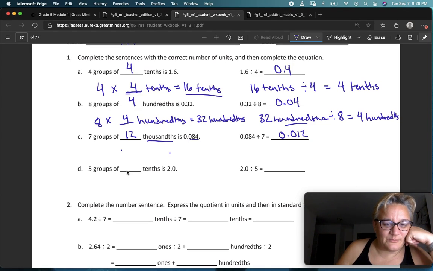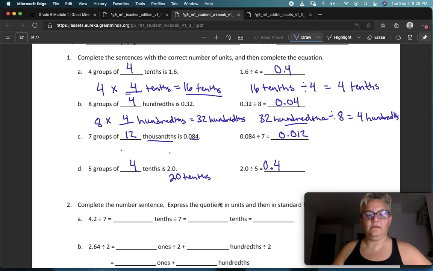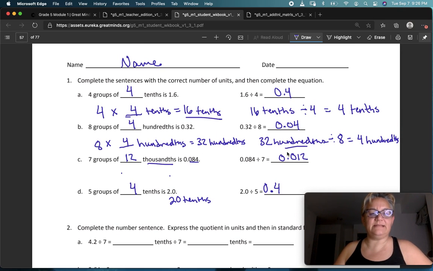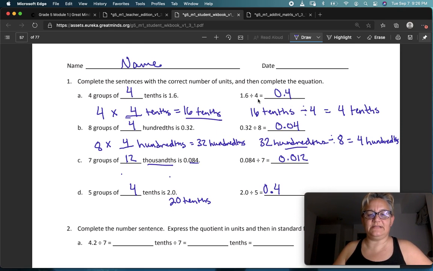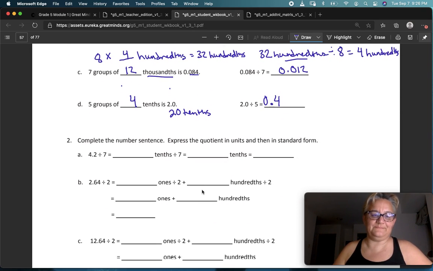5 groups of blank tenths is, well, I'm going to say 20 tenths. That's going to make my brain not have to work so hard if I rewrite that as tenths, right? 5 groups of 4 tenths equals 20 tenths. So 20 tenths divided by 5 equals 4 tenths. Right? I hope this is not as hard as it seems. This is actually pretty easy if you know your math facts.